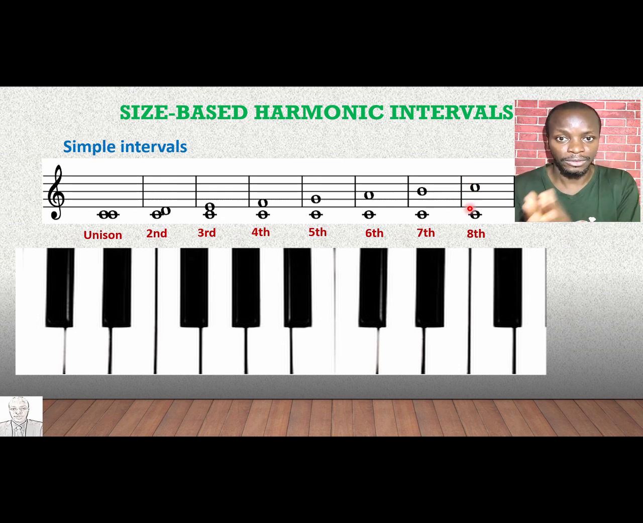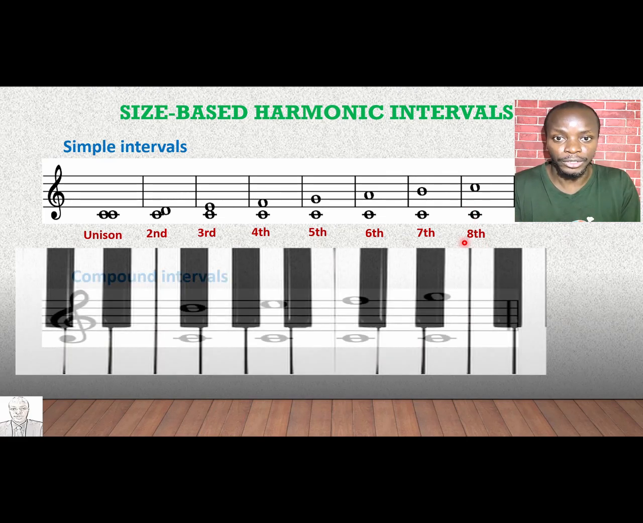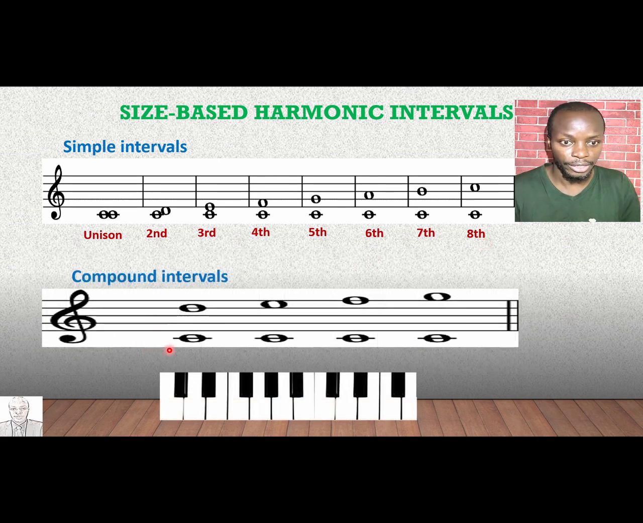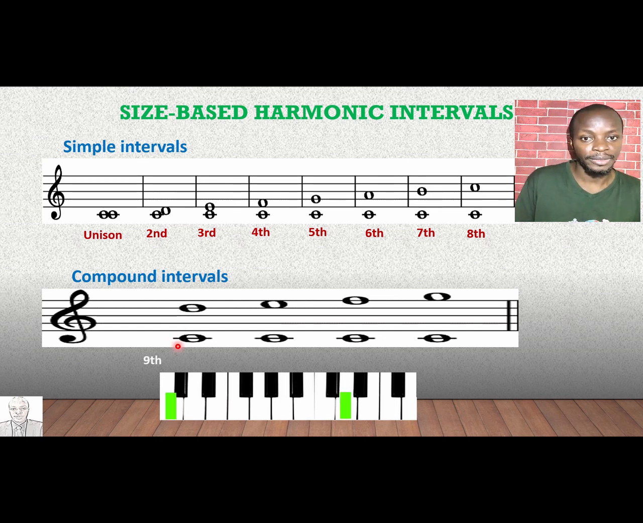So from the first C to the last C, all these intervals are simple intervals because the distance between them is not more than 8 notes, right? Let's discuss some compound intervals, right? So we have the first one from C to upper D, right? So when you play them together, it sounds like, oh, the compound one, right? So that's a 9, and it's an octave plus a second. That is 8 notes and a second.